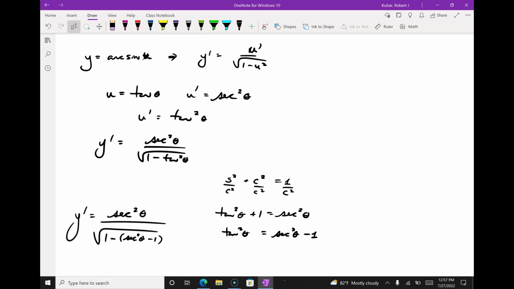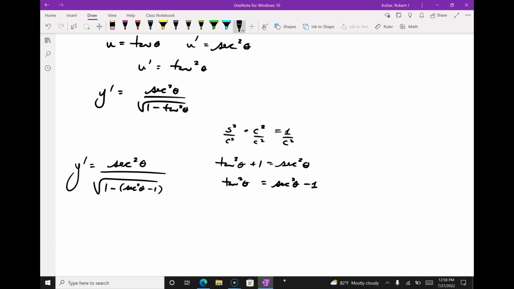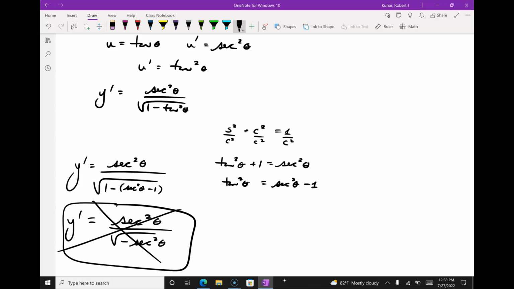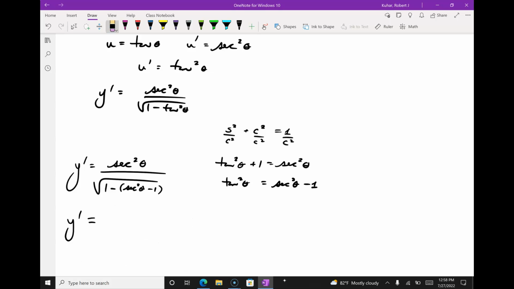Well, what do you see that happens? Yeah, I'm going to get a secant squared theta over the square root of a negative secant squared theta. Right? So I'm thinking no, that doesn't look right to me. The ones cancel, right? Oh, no, they turned to 2. Okay, thank you. So no, it doesn't even work that way either. When I tried to simplify it, it got more complicated.